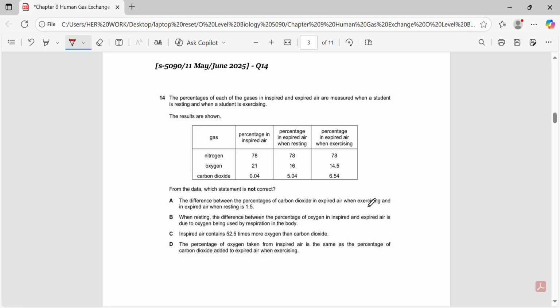Option C tells that inspired air contains 52.5 times more oxygen than carbon dioxide. Now, this is incorrect because inspired air actually contains 525 times more oxygen than carbon dioxide, not 52.5 times. And option D shows the percentage of oxygen taken from inspired air is correctly interpreted. This is correct because it accurately reflects oxygen usage during respiration. Therefore, the only statement that is not correct is option C.